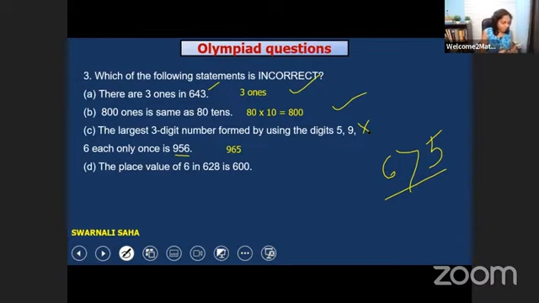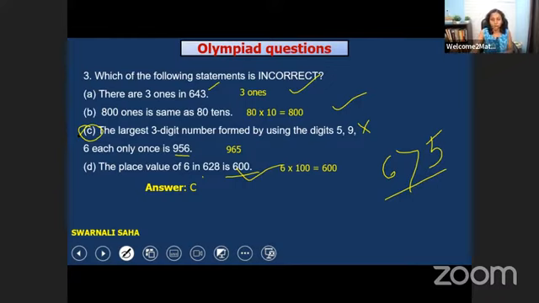Now let's see option D. The place value of 6 in 628 is 600. Is it right? Yes, 6 is at the 100 place. So place value of 6 is 6 into 100, which is 600. So this is also a right option. So this is the wrong one and this is our answer. Answer C. Okay. It is wrong. 965 is the right one and they are saying it's 956. Okay. So it is our answer. Answer C. Yes. Answer C. Wow. So many answers I got. Very good. 965. Very good.